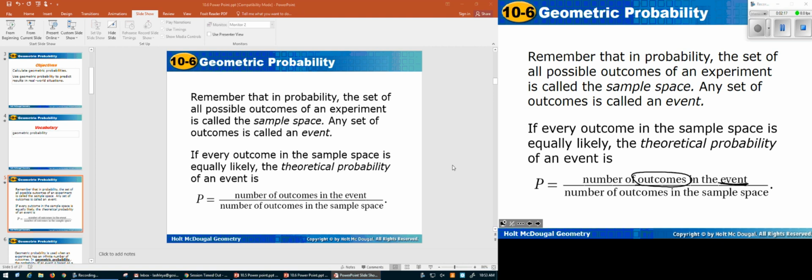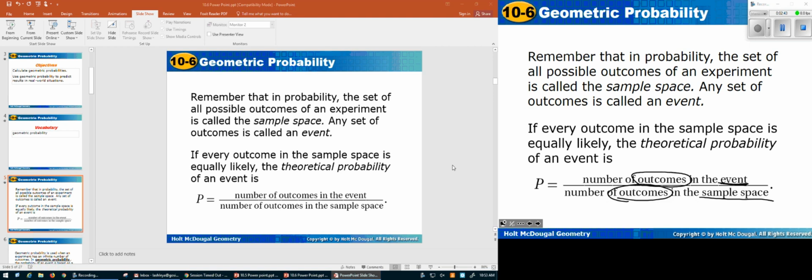Okay. So probability is the number of outcomes in your event, like the number of green M&Ms, over the total number of outcomes in the entire sample space. So all the M&Ms total. That's basic probability. Or a real general way of saying it is what you want out of the total.